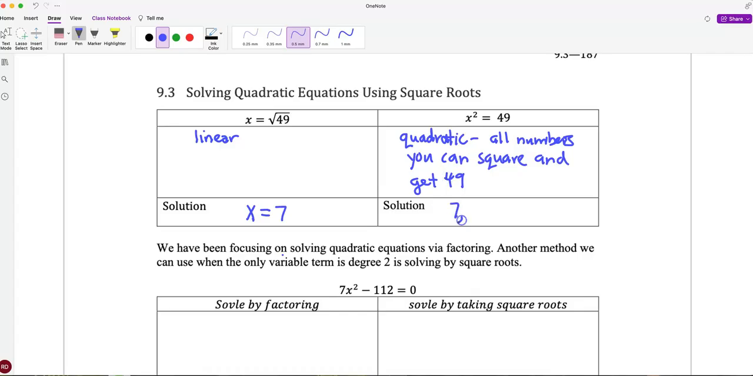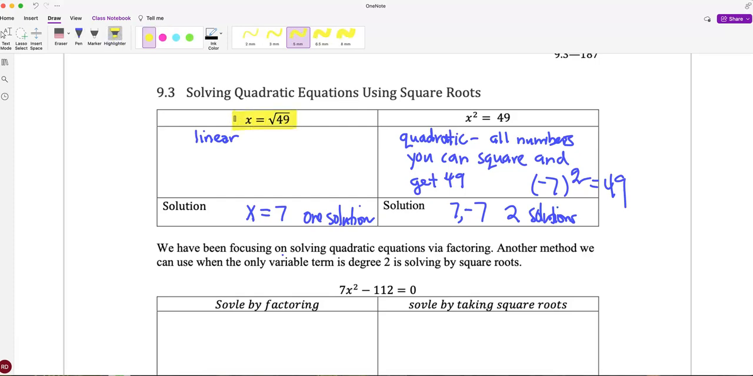Well, one of the numbers is 7. You can square 7 and get 49, but there's also another number which is negative 7, because negative 7 squared is 49. So this has two solutions. So here I had one solution, and here I have two solutions. So that's the special attention you have to pay when you're solving a quadratic versus a linear. So keep in mind the difference.